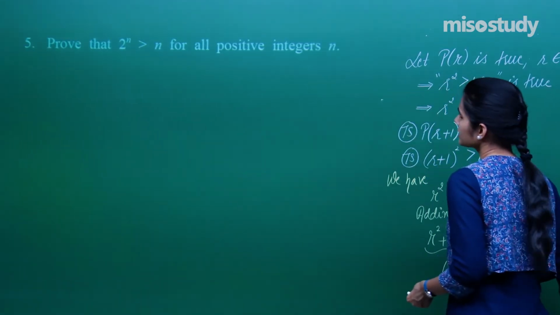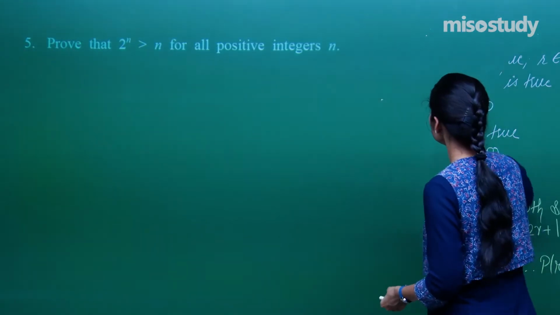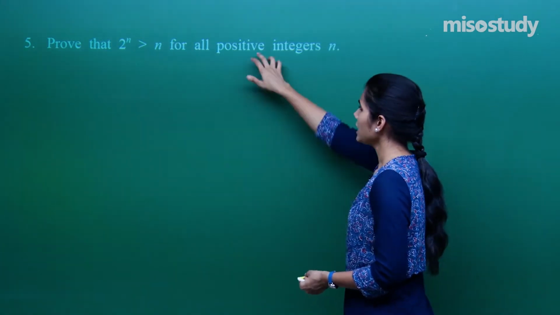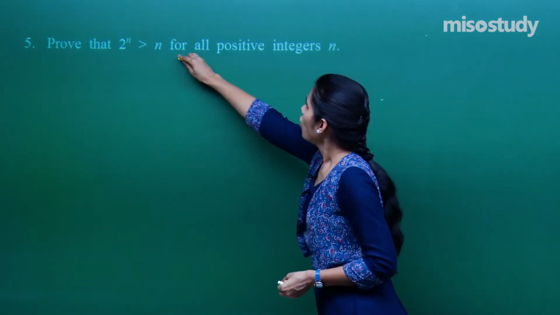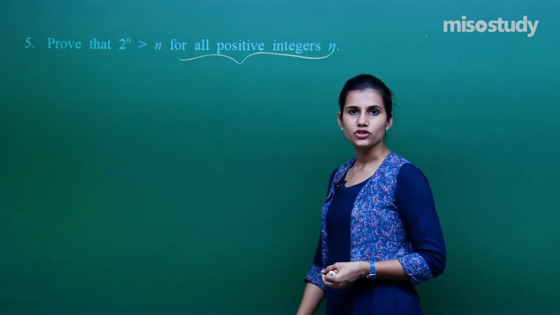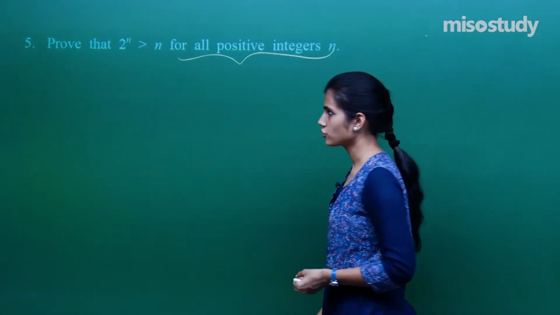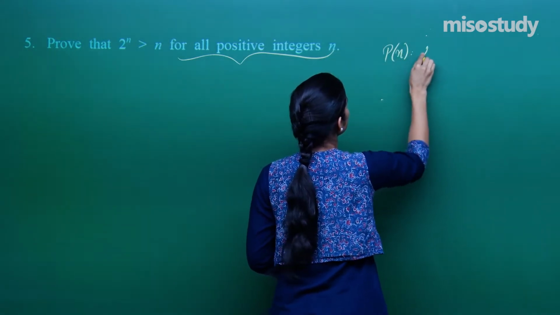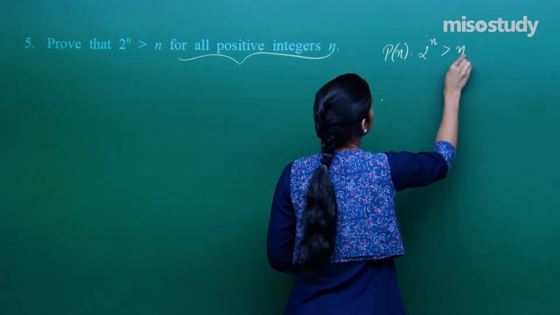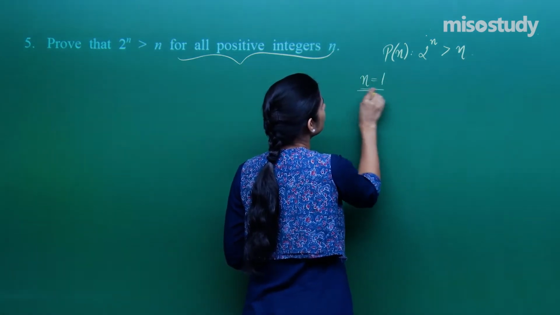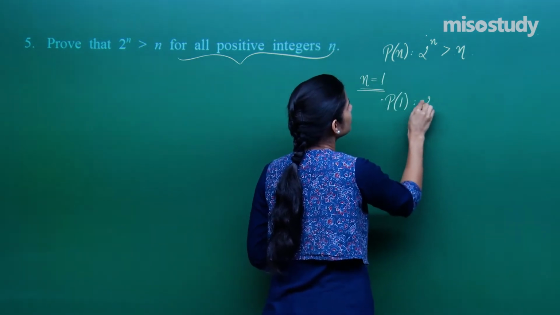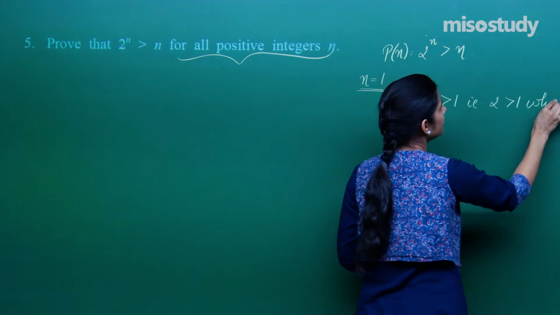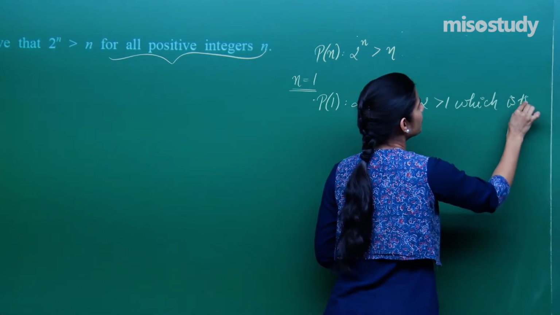Prove that 2 to the power n is greater than n for all positive integers n. Either you say positive integers or you say set of naturals, it's exactly the same. Whenever we have to prove this for all positive integers n in the set of natural numbers, we use the principle of mathematical induction. What does it say? Well, let Pn represent the statement 2 to the power n is greater than n. You start with n equals 1. P1 is 2 to the power 1 is greater than 1, that is 2 is greater than 1, which is clearly true.